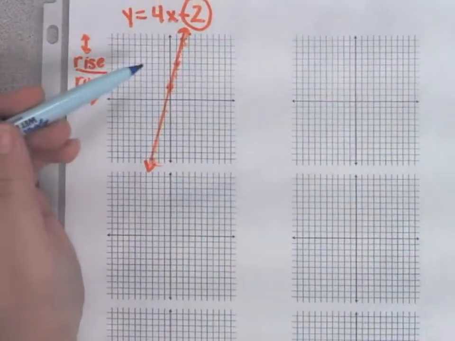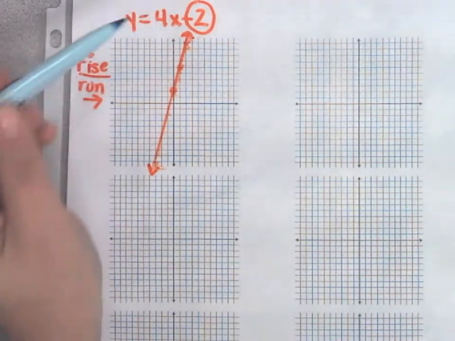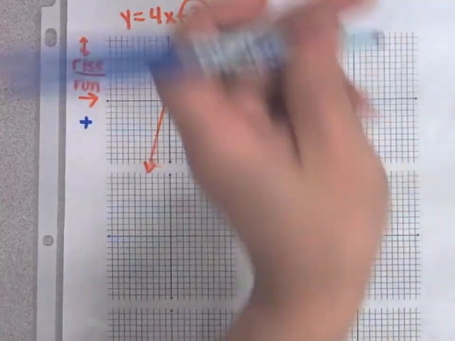What kind of slope is this? Positive, negative, 0, or undefined? Positive, right? Because 4 is positive. Okay. Let's do the next one.